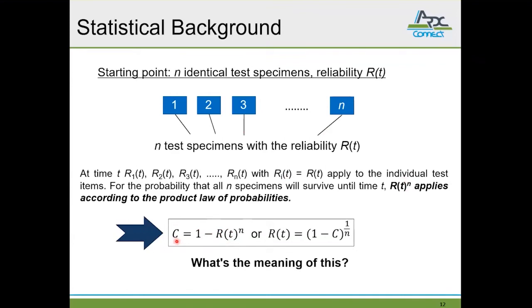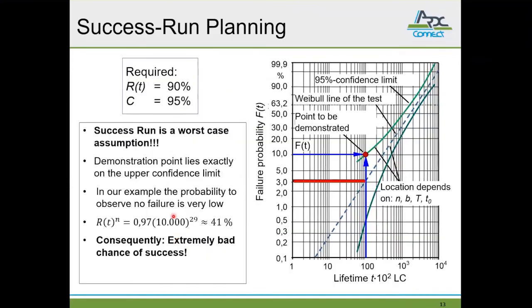But did you ever think of what the meaning of this is for your actual success run test? This is shown on the next slide. So just imagine we are sticking to the same example in this slide as well: 90% reliability and 95% confidence. So we have to test 29 samples, as shown two slides before. So we have to test 29 samples to these 10,000 life cycles.